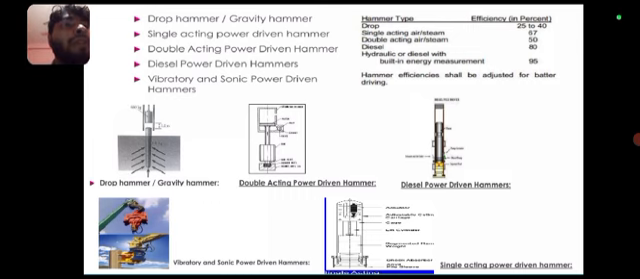So hammer type and efficiency: drop 25 to 40, single acting air steam up to 67, the double acting air steam is 50, diesel 80, hydraulic or diesel with built-in energy measurement 95.